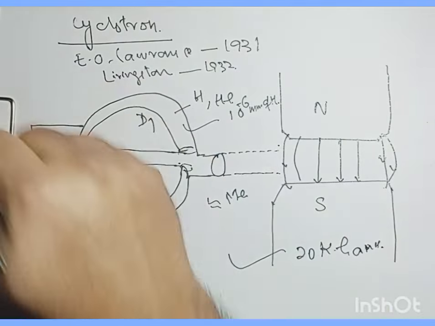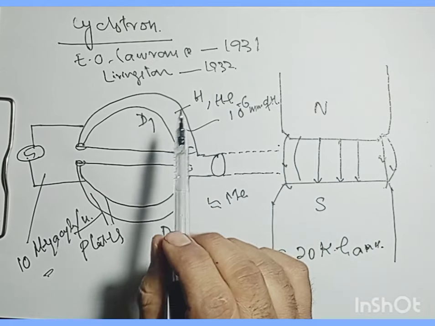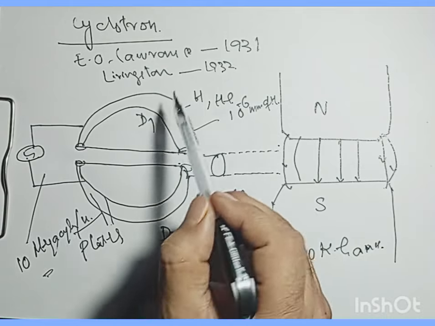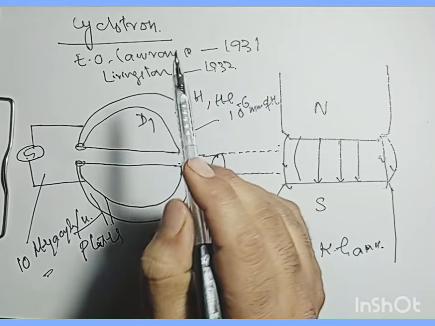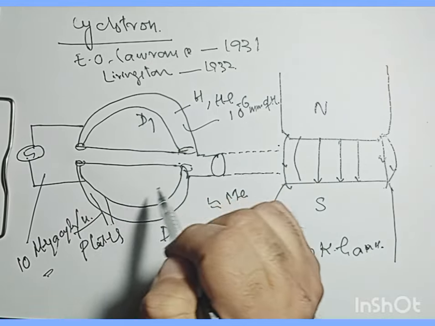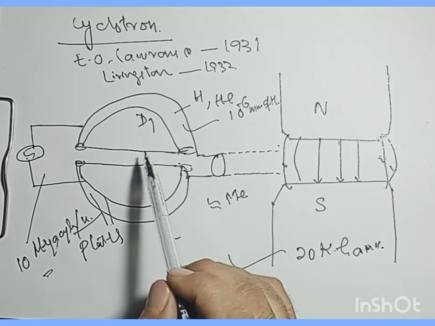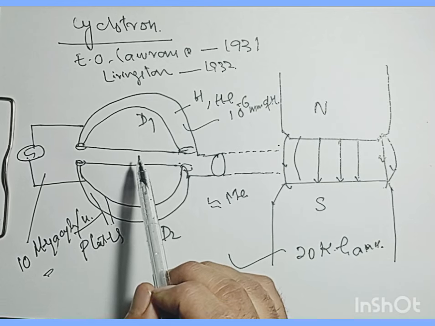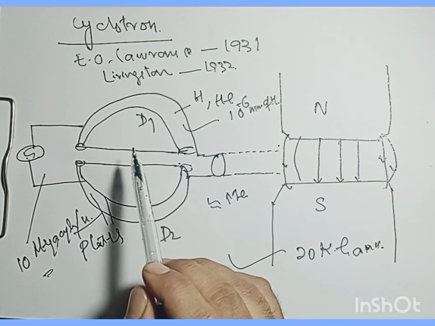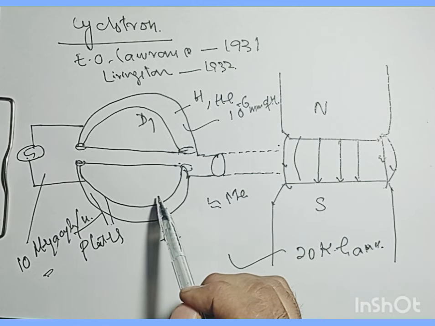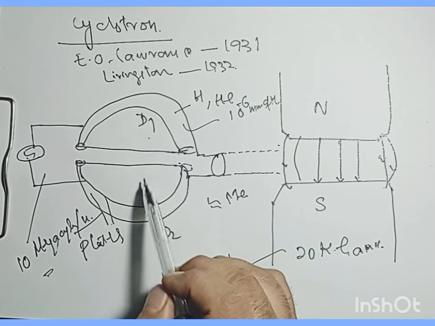perpendicular to the plane of these Ds. The ions are extracted from the chamber with the help of negatively charged electrodes with a potential of 50 kilovolts. So ions are separated from their sources. Now, to analyze this, assume a positive ion is emitted from some source, and the radio frequency field is such that D2 is positive and D1 is negative, and the ion will radially be attracted to D1.